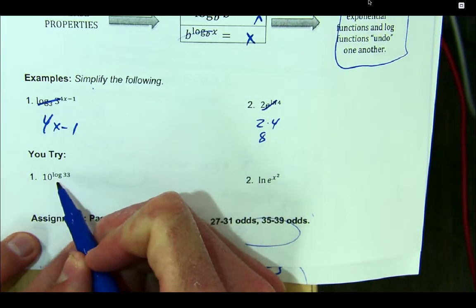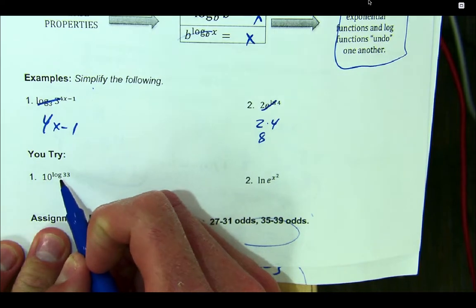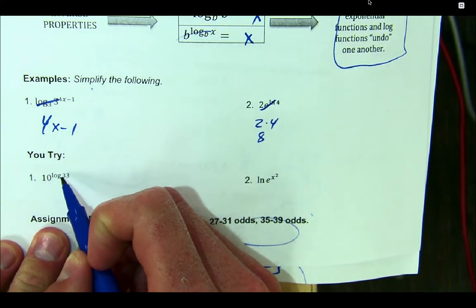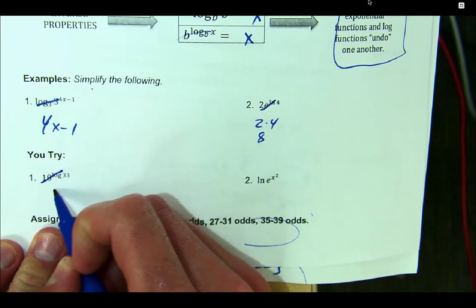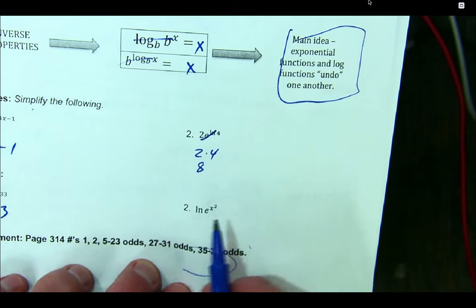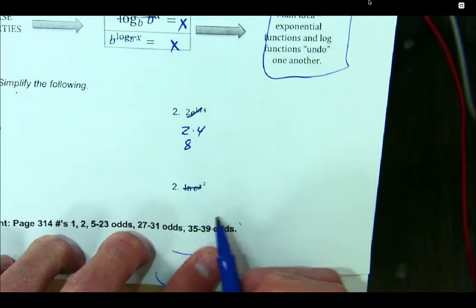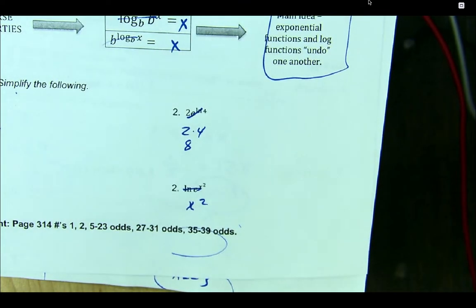Here, since here's a log of 33, it doesn't have a base, so you assume the base is a 10. So since it's 10 to the power of log base 10, those cancel out. All you're left with is 33. And then similarly, ln and e cancel out. All you're left with is x squared.